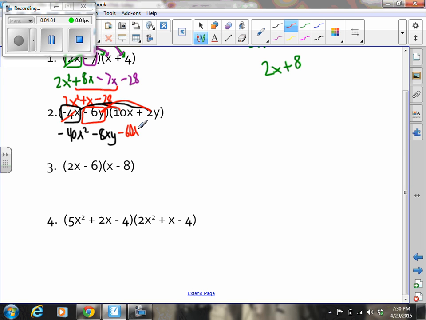Let's do alphabetical order like I mentioned, negative 60xy. We know that multiplication is commutative, so xy is the same thing as yx. It doesn't matter the order that I write that. Negative 6y times positive 2y would give me negative 12y to the second. Once again, applying my knowledge of exponents. And I need to combine my like terms, which once again are here in the middle. That happens a lot with polynomial multiplication.